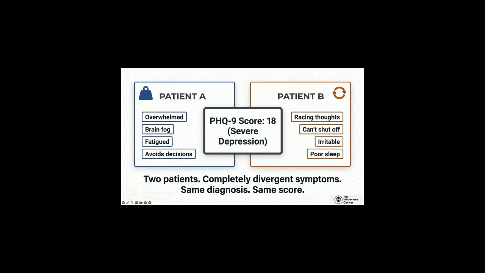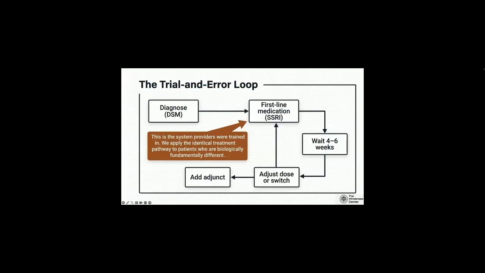If you actually sat with them, would we treat them the same? Yet that's what our model tells us to do. This is how that system works. It starts with our diagnosis, or DSM label, and then our first line treatment. We go through this model: diagnose, treat, wait, adjust, and repeat. This is where we've been trained, and this is where the providers sit in this model, between the diagnosis and the first line treatment.